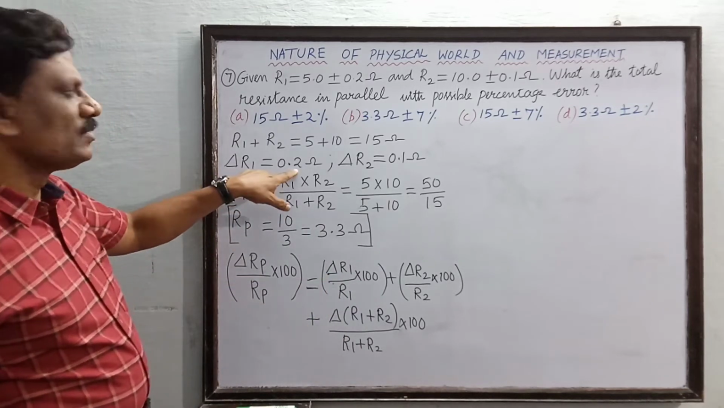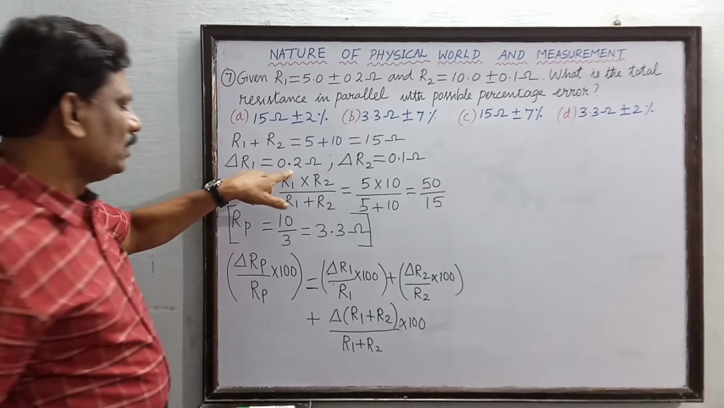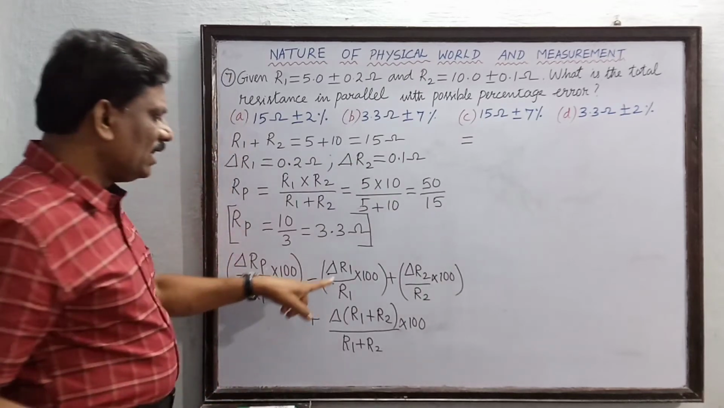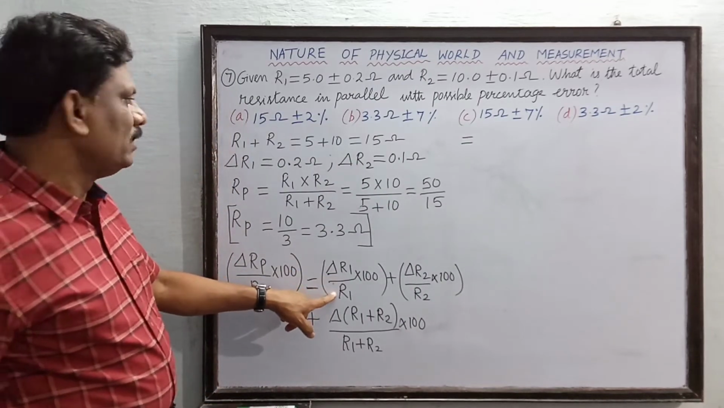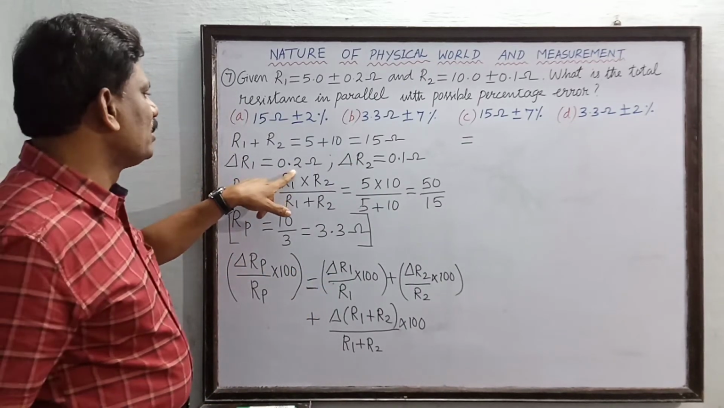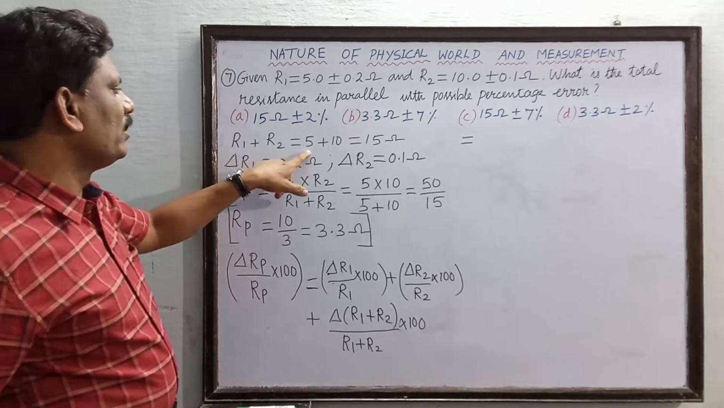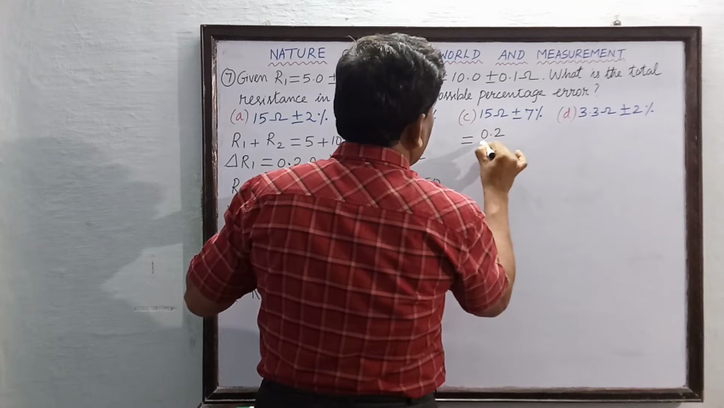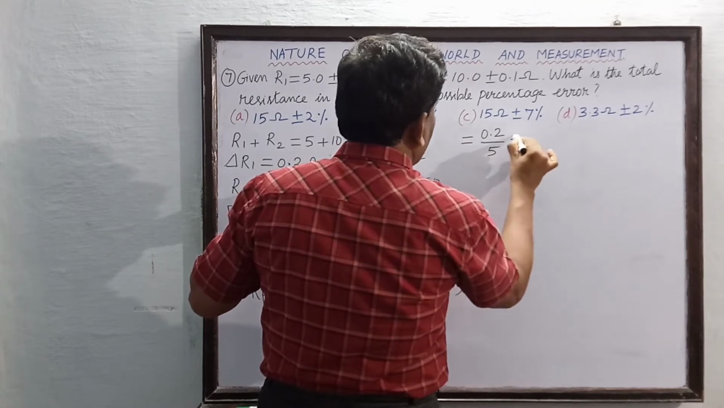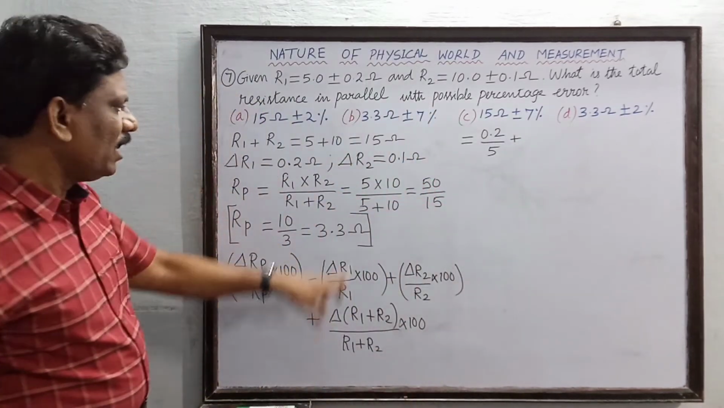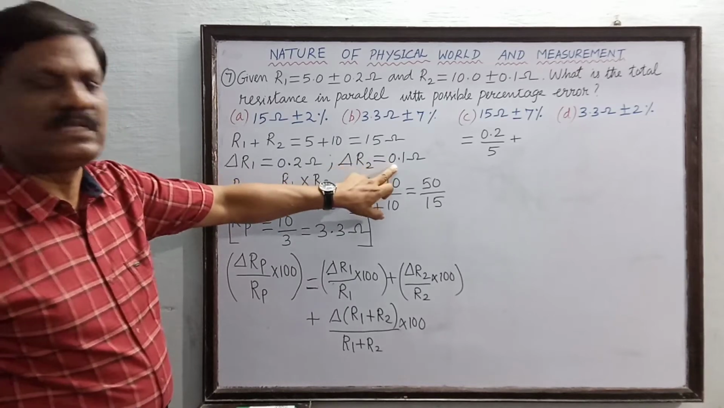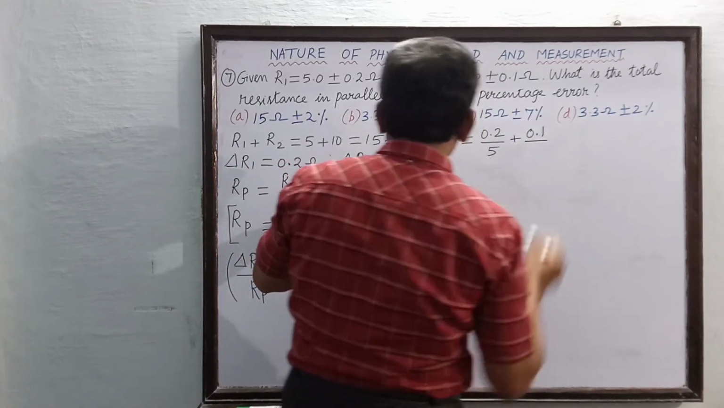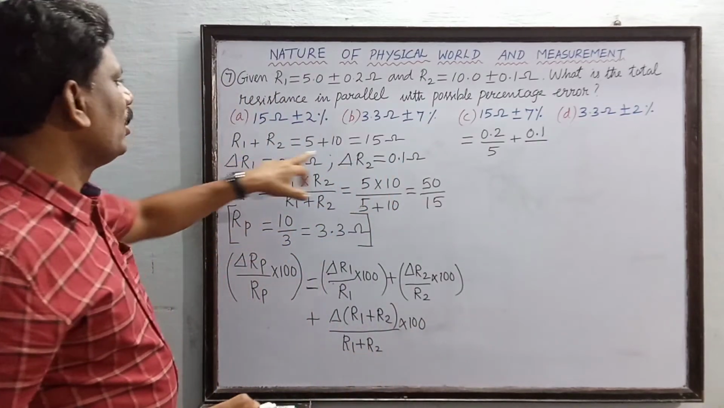Delta R1 is what? 0.2. So this is now equal to delta R1 divided by R1. You see here delta R1 is 0.2 and R1 is equal to 5. So this is 0.2 divided by 5 plus delta R2. Delta R2 is how much? 0.1. So this is 0.1 divided by R2, which is equal to how much?